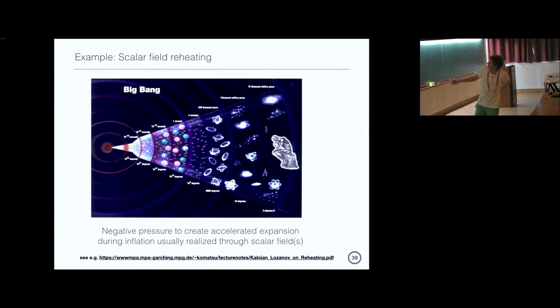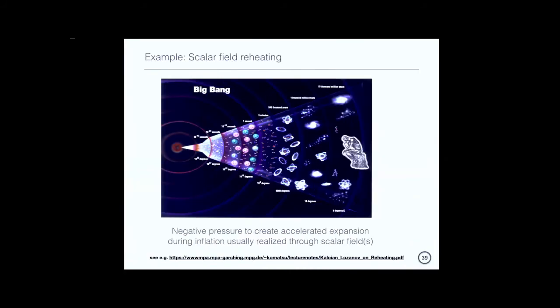So let's look a little bit more in detail at this picture that I showed earlier. Where this plays a role is this period, which I believe is related to this bending over here, which is called reheating after inflation. What happens there is that during inflation, you need an accelerated expansion of the universe, right? And for this you actually need a negative pressure.